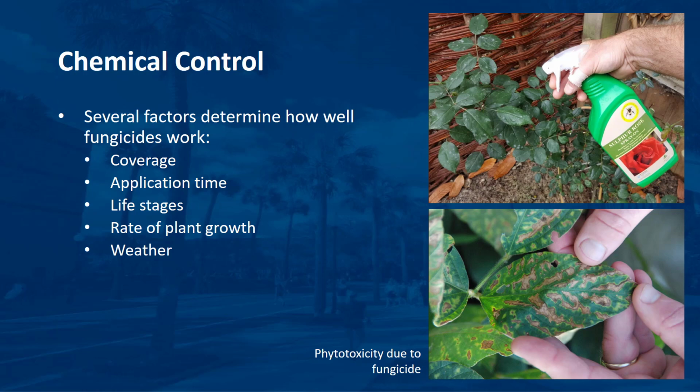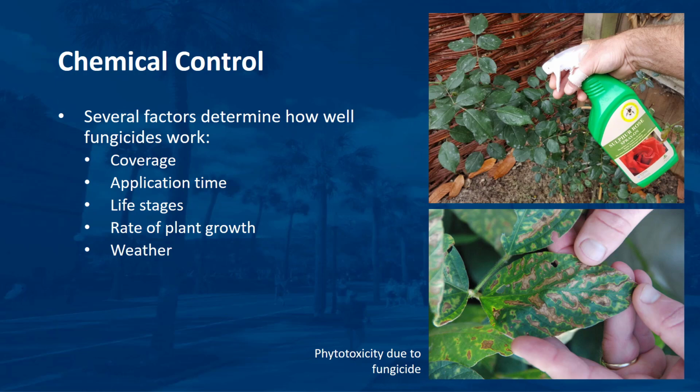Application time. Enough of the fungicide should be in or on the plant before or during the time the fungus infects the plant. Life stages. How often you apply fungicides depends on the type of fungus. If the fungus is short-lived, it may infect a plant several times, which would require repeated fungicide applications. Rate of plant growth. As new leaves grow, you may have to apply fungicides repeatedly to protect the new growth.